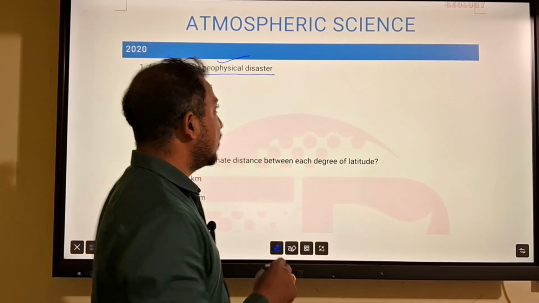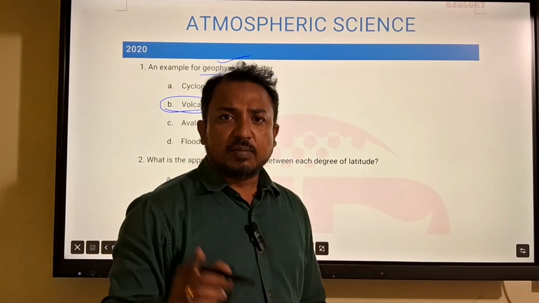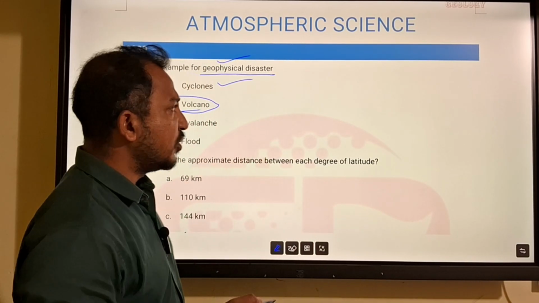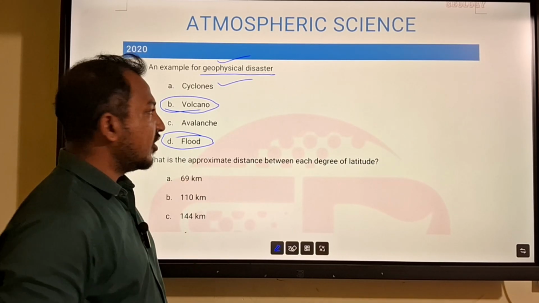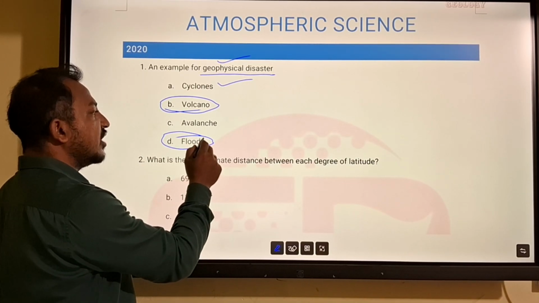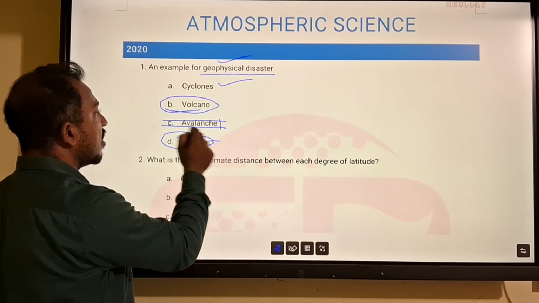Then cyclone is a meteorological disaster which occurs because of atmospheric conditions, because of low pressure. It is also called an atmospheric hazard. Then flood is a hydrological disaster. Then we come to avalanche.